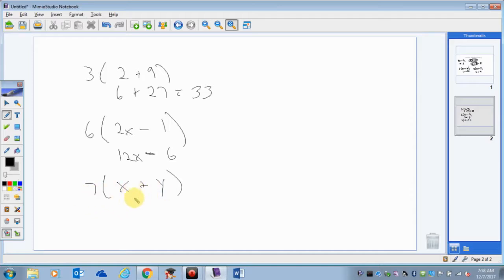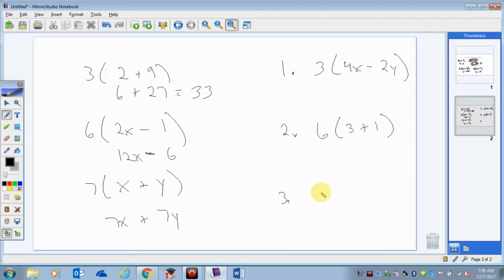Alright, this one's 7 times (x plus y), so 7 times x is 7x. 7 times y is 7y. Alright, so you're going to have 3 to do on your own. 3 times (4x minus 2y). 6 times (3 plus 1). And then 8 times (4 minus 2x). So at this time, pause the video and work these 3 out. After you're done working them out, hit play and see if you got them correct. Pause the video now.